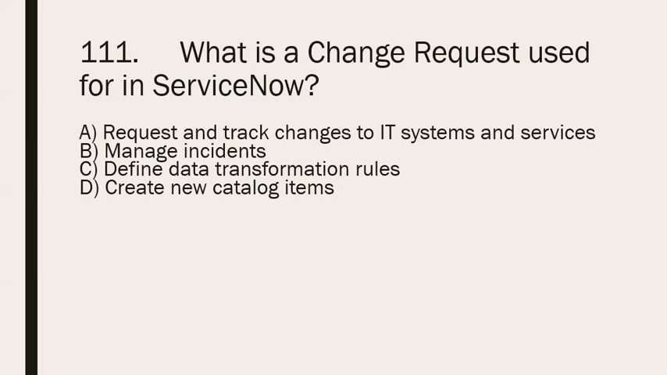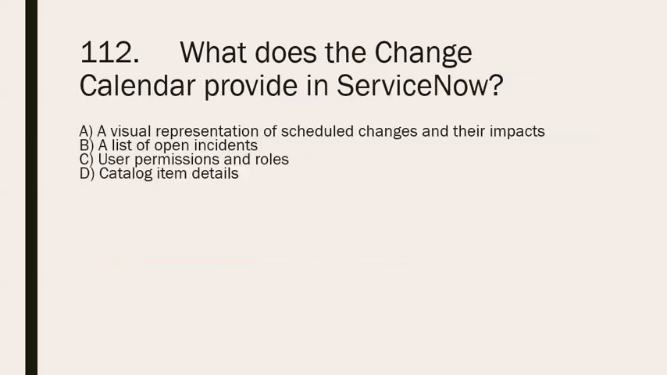111. What is a change request used for? A. Request and track changes to IT systems and services. B. Manage incidents. C. Define data transformation rules. D. Create new catalog items. Answer. A. Request and track changes to IT systems and services.